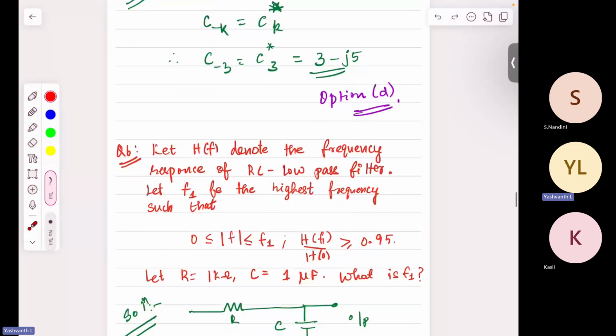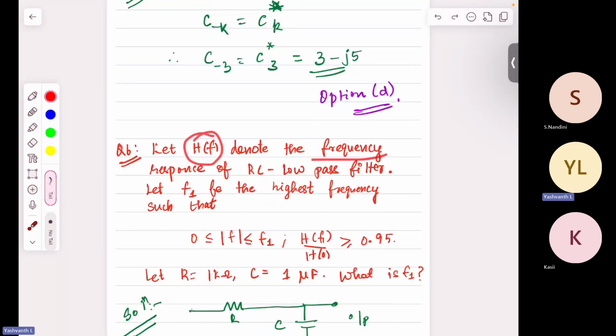The next question is: let H of f denote the frequency response, that is the Fourier transform of the impulse response, of an RC low pass filter. RC, I think you would have studied in network theory, R means resistance and C stands for capacitance, a resistor and capacitor building a low pass filter. Let f1 be the highest frequency such that for f between 0 and f1, H of f divided by H of 0 is at least 0.95. Given R equal to 1 kilo ohm and C equal to 1 microfarad, what is f1?